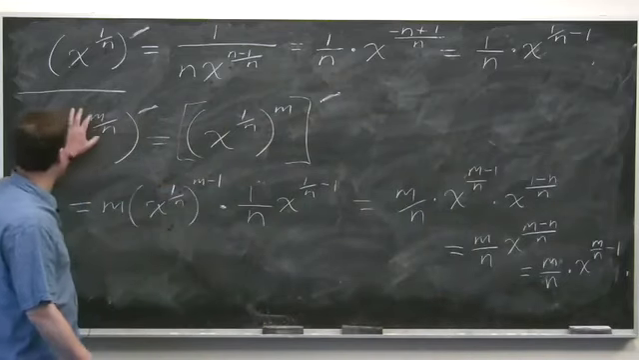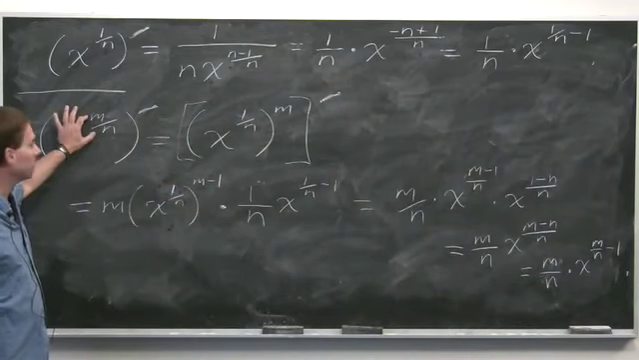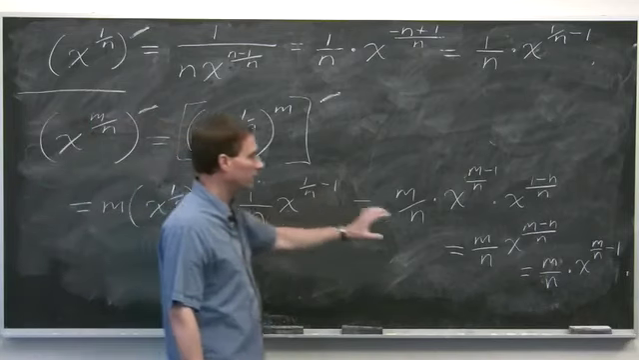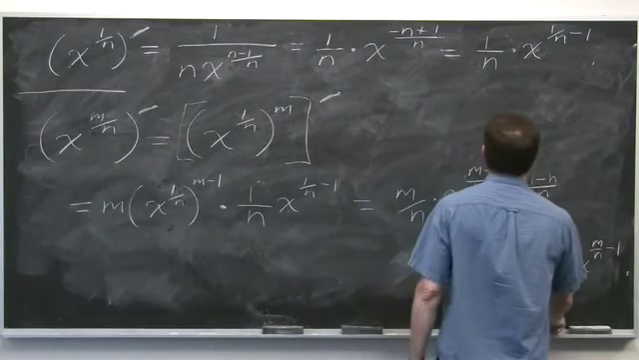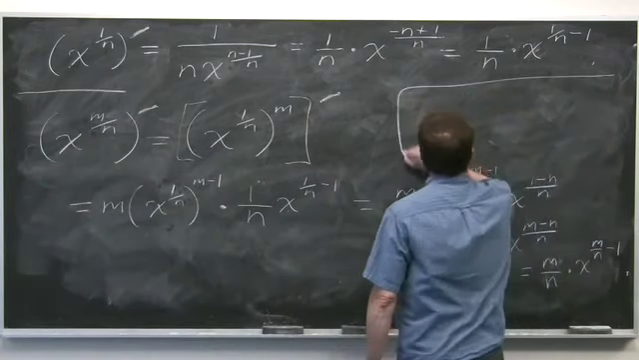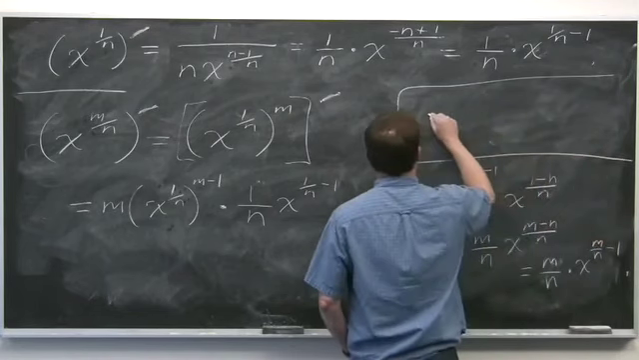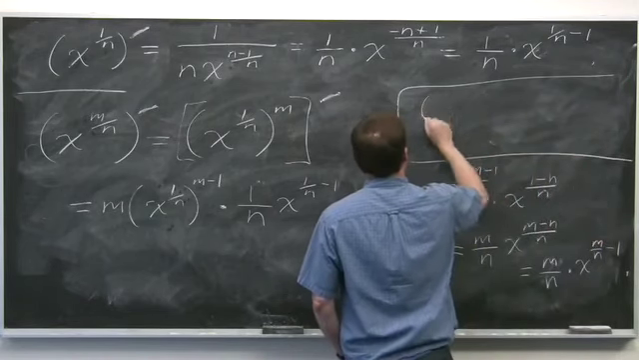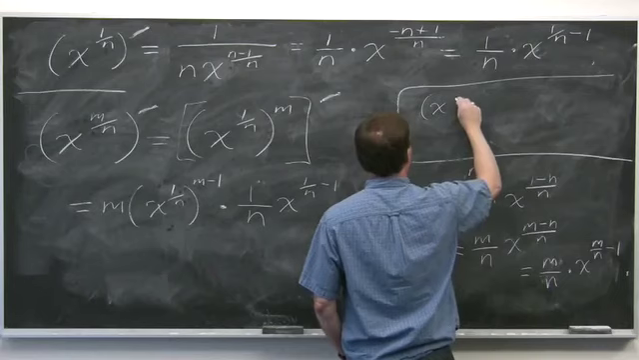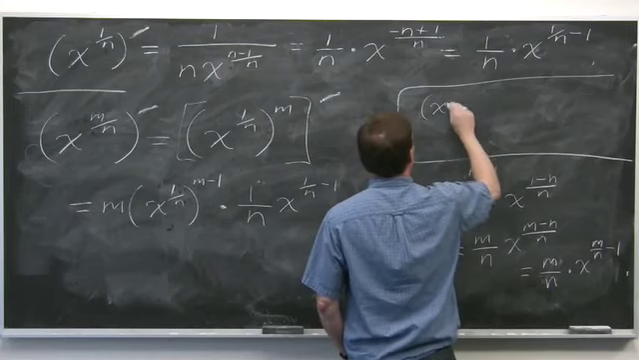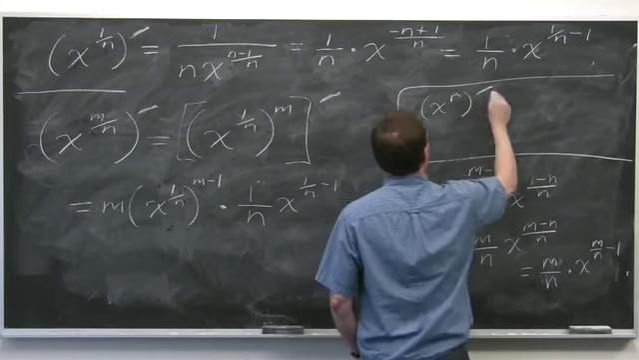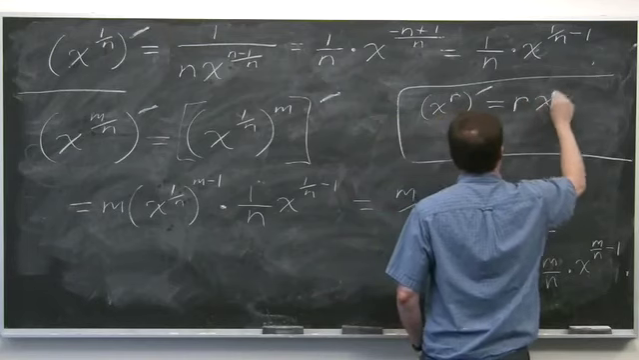The derivative of x to the m over n, the m over n comes down, and you subtract 1 from the m over n. So what we've just shown is that the power rule is true for rational numbers, so quotients of integers. So the derivative of x to the r, where r is rational, is r x to the r minus 1.